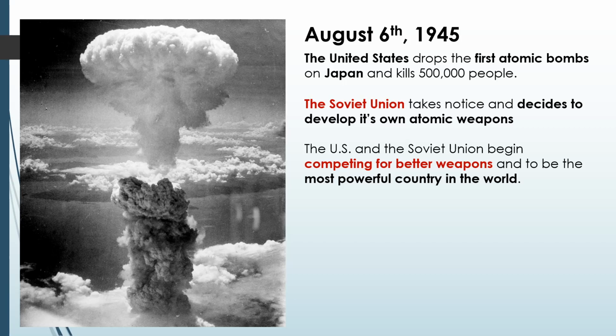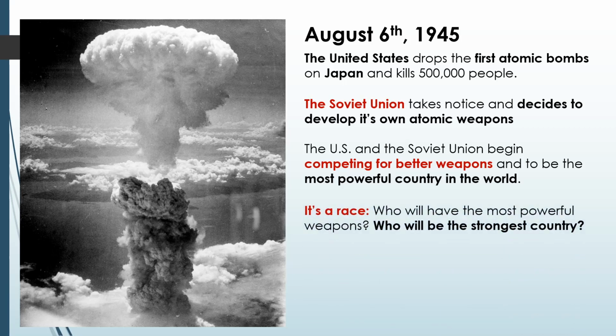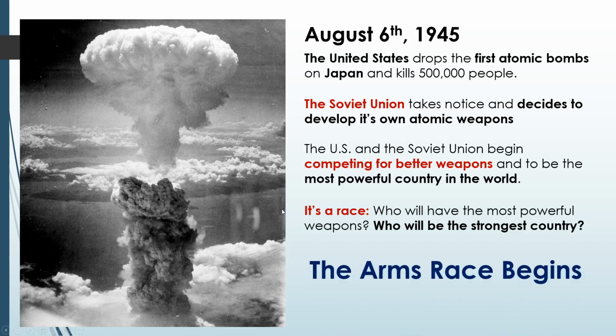Who's going to be the most powerful country? Who's going to have the best weapons? Who's going to achieve better technology? So now this is the race that's happening. One of the races, because there are two. And this is what we call the arms race. And arm is just another word for a weapon.